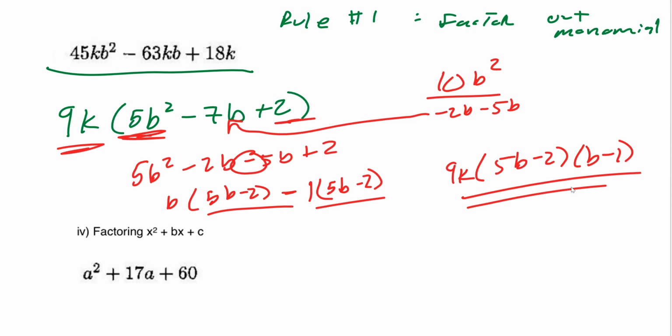Right, so all the same rules apply. Just don't forget rule number 1, factor out a monomial. If you can do it, it makes your life a lot easier.